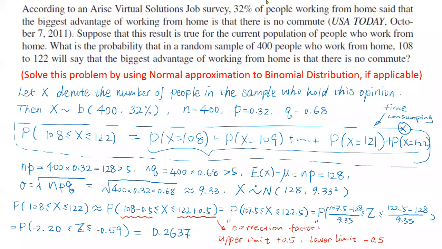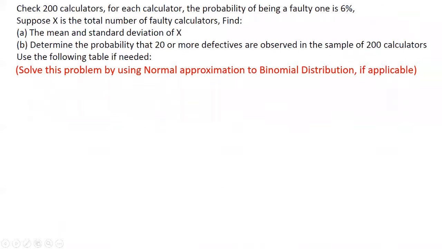Okay, as you can see here, when we use normal approximation to do this problem, it's much easier for us to look at the table than to calculate the separate probabilities, right? The second method is much quicker. Okay. If you have no questions, let's look at the next example.